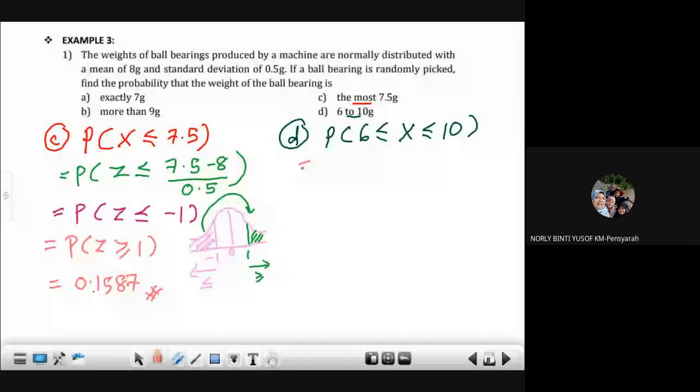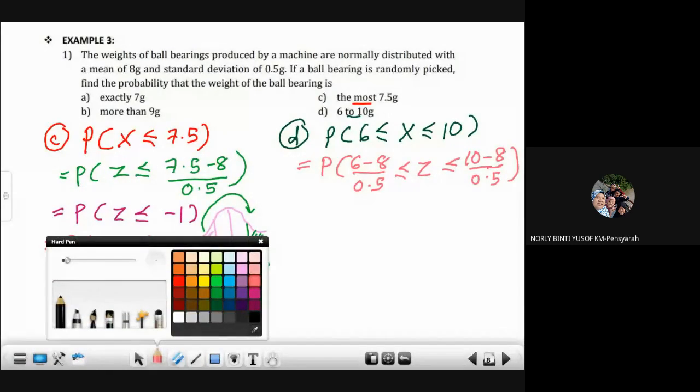Then standardize the score Z. So 6 minus 8 over 0.5. Score Z, X jadi Z. 10 minus 8 over 0.5. Okay, itu step working bila you standardize the score Z. Okay, then you simplify. You simplify the score Z.